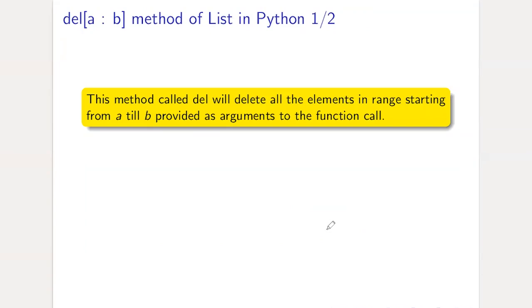Now we have seen how we could remove items one by one. We can also remove a set of items. For that we have this delete method, which will allow us to delete a set of elements given as a range, starting from A to B. So that is what we have shown here.